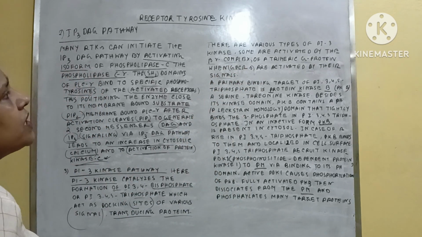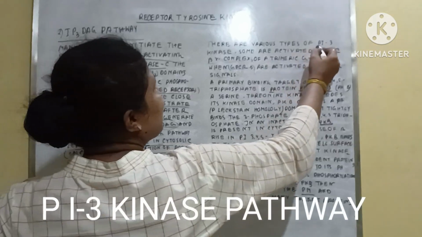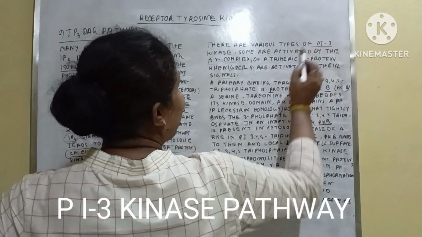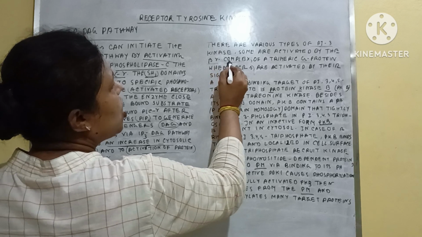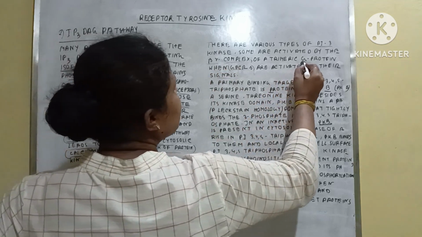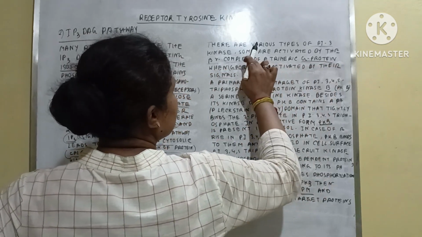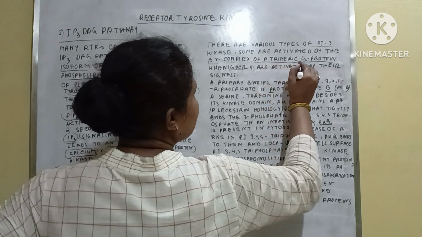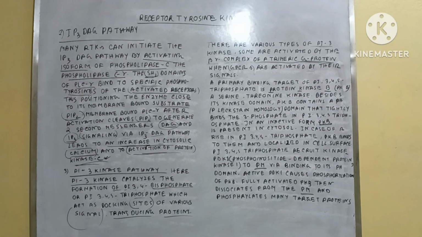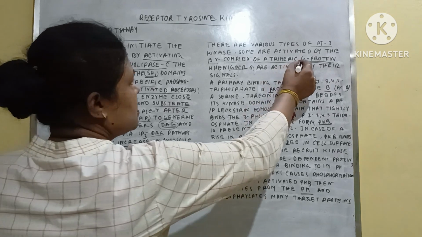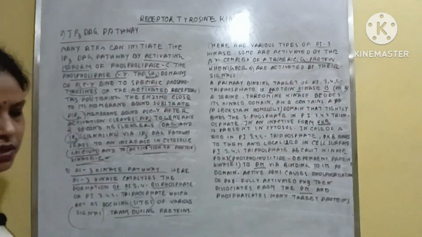In that time, so here these PI3 kinases are activated by what? By the beta gamma complex of a trimeric G protein. Clear? Beta gamma complex of trimeric G protein, or very easily you can say by the G protein.